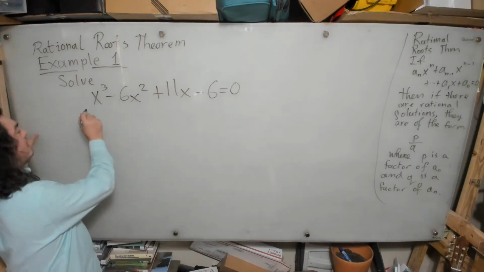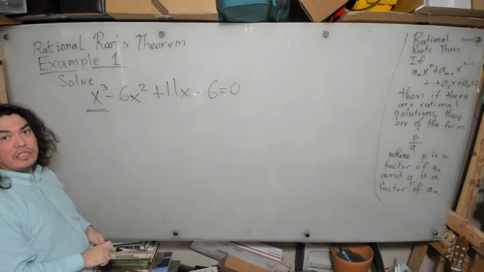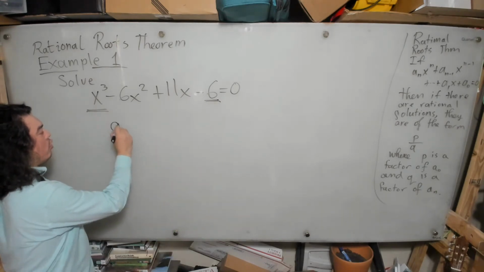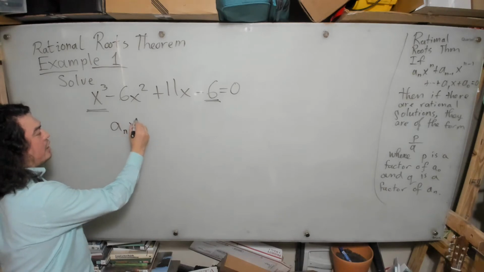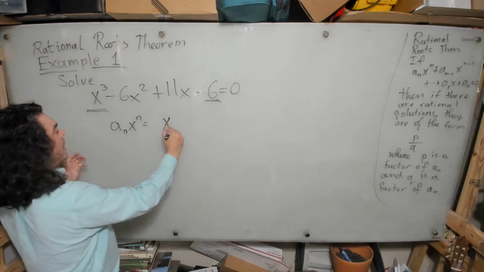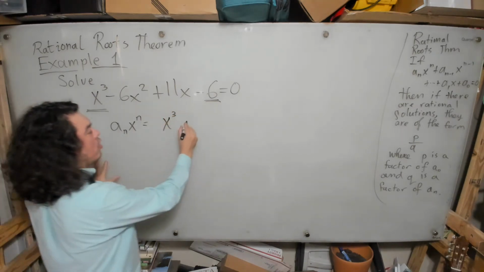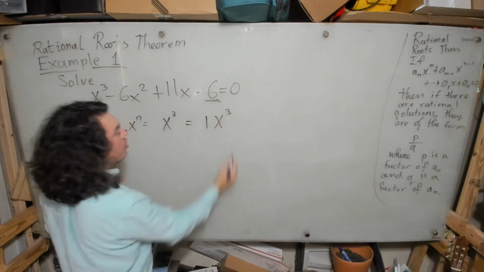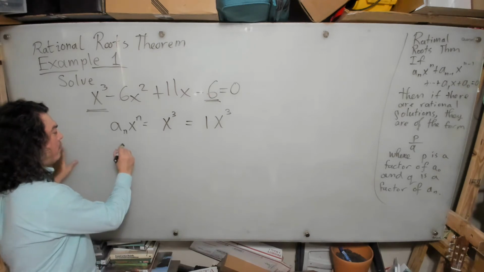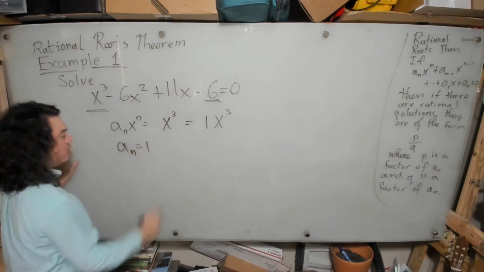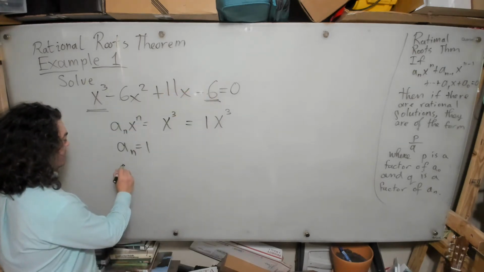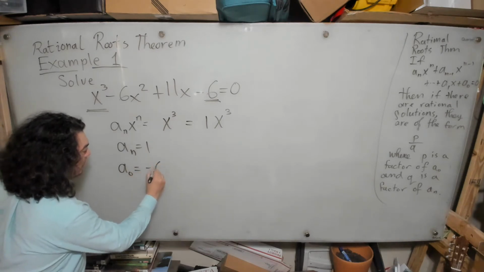We can see that this is the leading term because it has the greatest power, and we can see that this is the constant term. In other words, our a sub n x to the n will be, to use the notation from the rational roots theorem, x cubed, or as we've mentioned before, 1x cubed. I want you to remember this is a shorthand for this. So we can see right away that our leading coefficient a sub n is 1. Moreover, the negative 6 is going to be our constant term. Our a0 is negative 6.